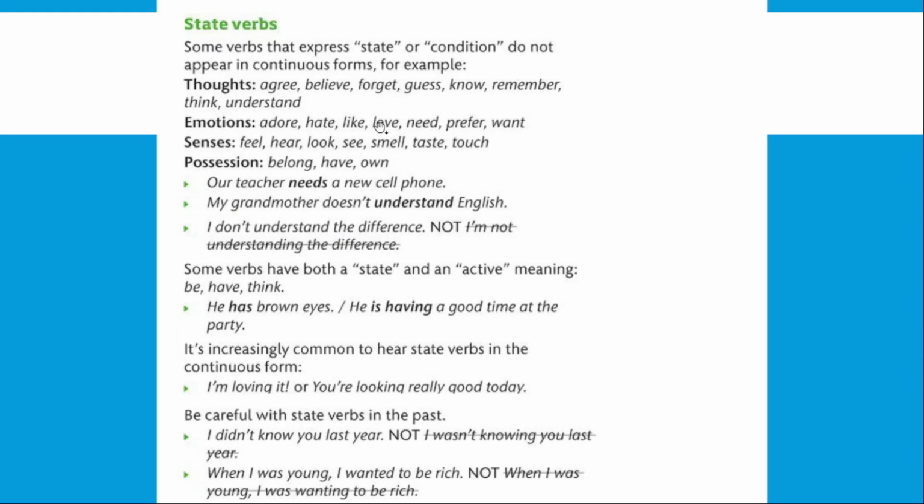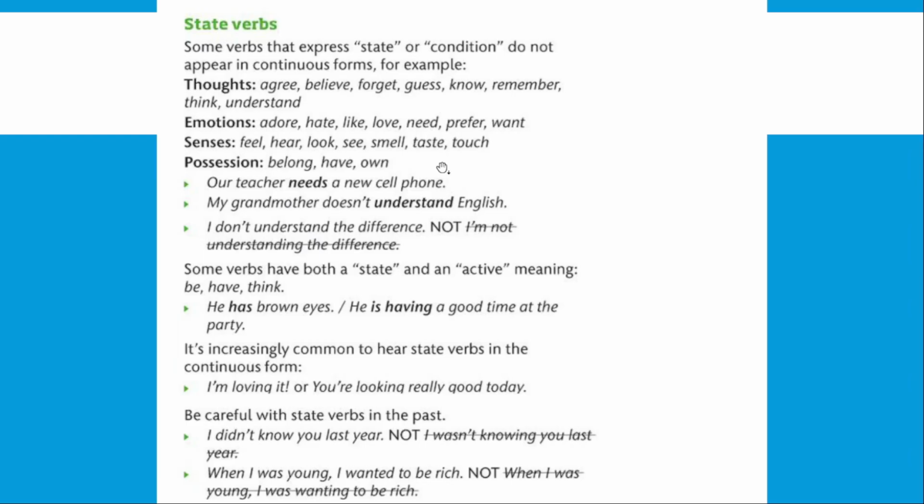As you can see, we have examples of state verbs that we don't usually say in gerund form. Agree, believe, forget, guess, know, remember, think, understand. They are examples of thought verbs. Emotions: adore, hate, like, love. Interesting, because we don't say I am loving you in English. We say in the present, I love you. The verbs need, prefer, want. The senses: feel, hear, look, see, smell.